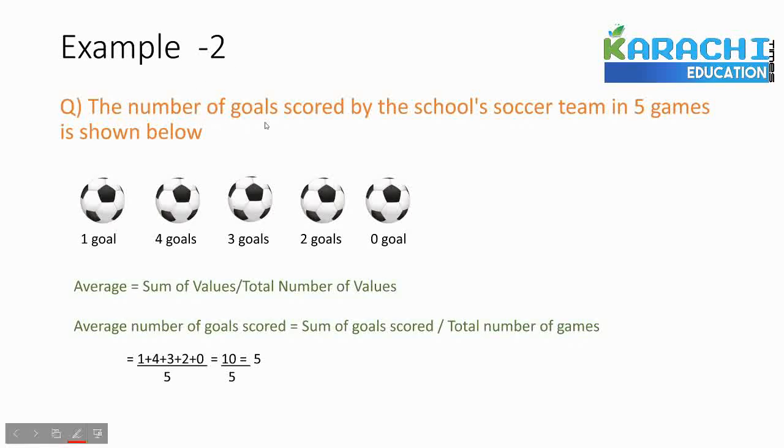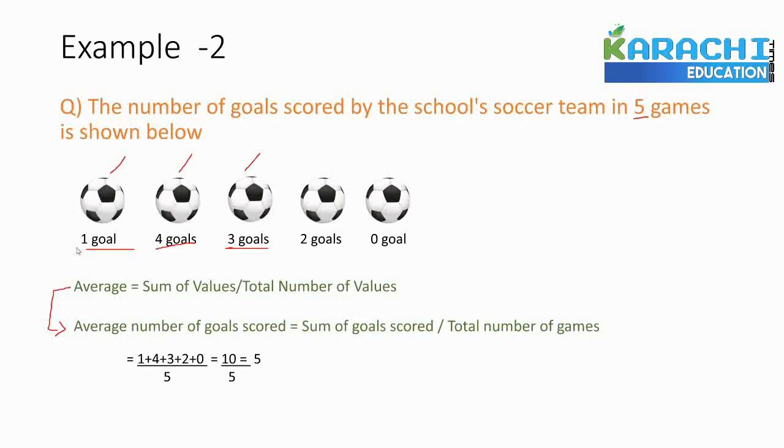Example 2. The number of goals scored by the school's soccer team in 5 games is shown below. First game, 1 goal. Second game, the soccer team achieved 4 goals. Third game, 3 goals. Fourth game, 2 goals. Fifth game, 0 goals. The average formula is the same: average is equal to the sum of values divided by the total number of values. So the average number of goals scored is the sum of goals scored divided by the total number of games.